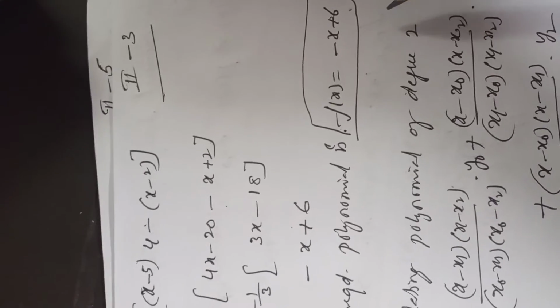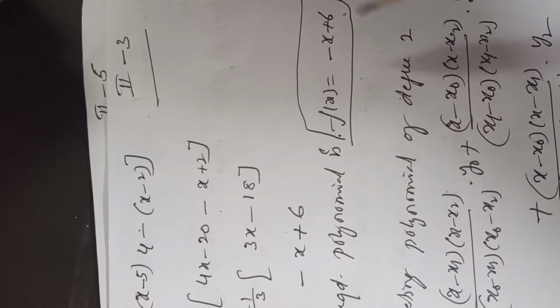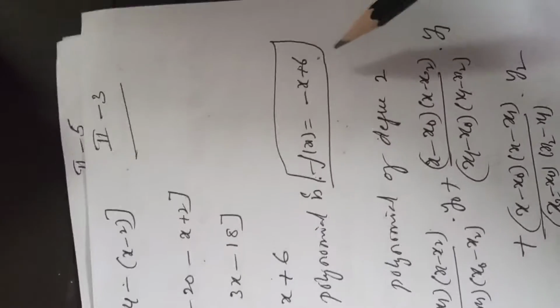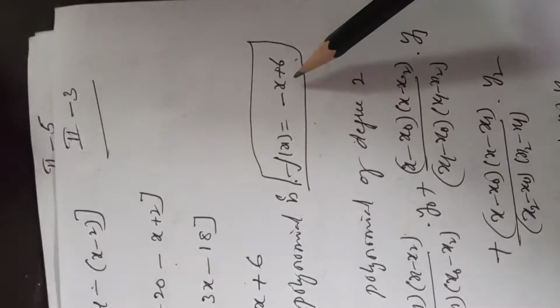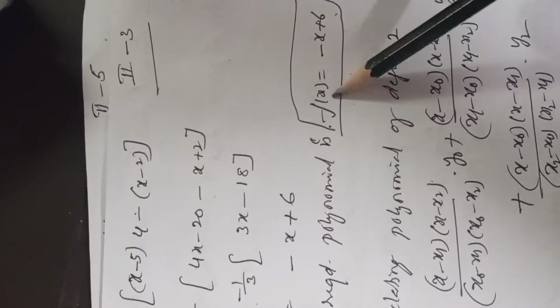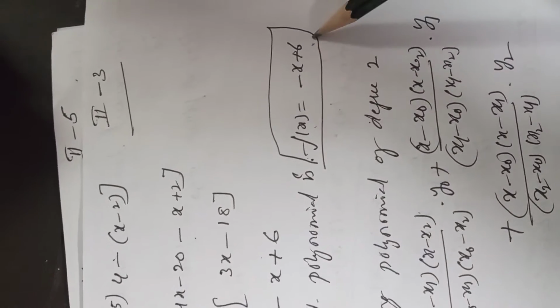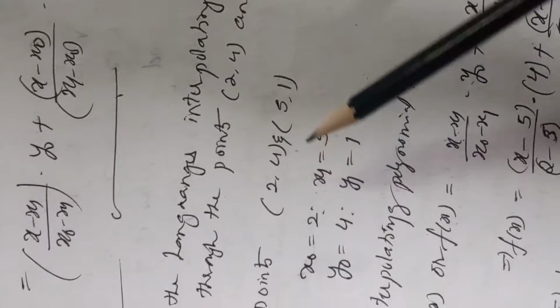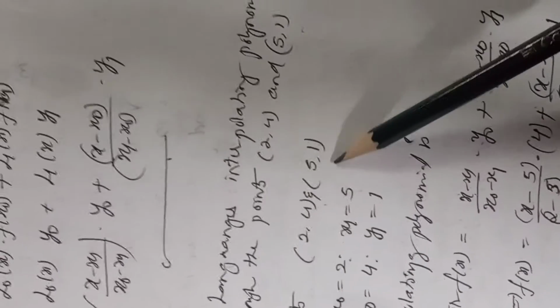With the help of this polynomial, you can find the function value when the x value is given. Suppose x is equal to 2, what is the function value? F of 2 is equal to minus 2 plus 6, that is 4 only, right? Already at x is equal to 2, the y value is 4. When x is equal to 5, the y value is 1. If you want, you can check. Put x is equal to 5 here. F of 5 is equal to minus 5 plus 6, which is 1. That means the y1 value is 1, right?